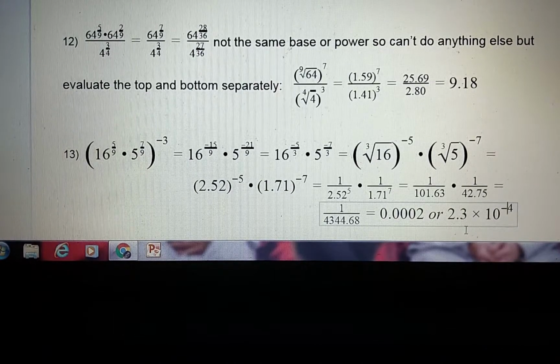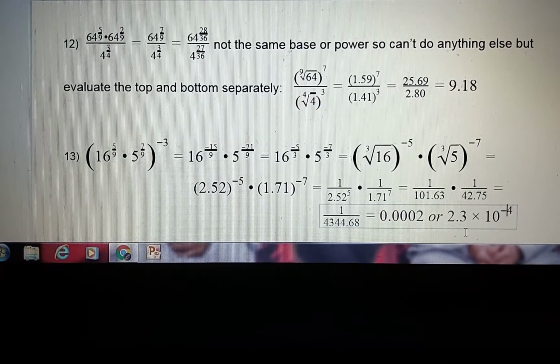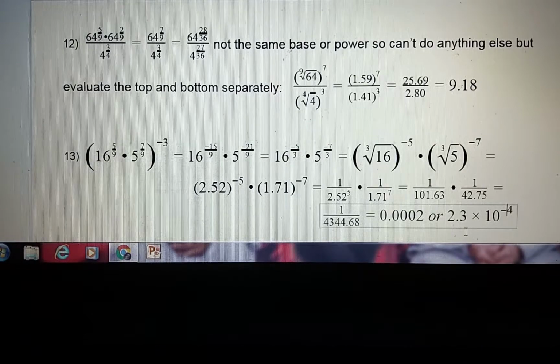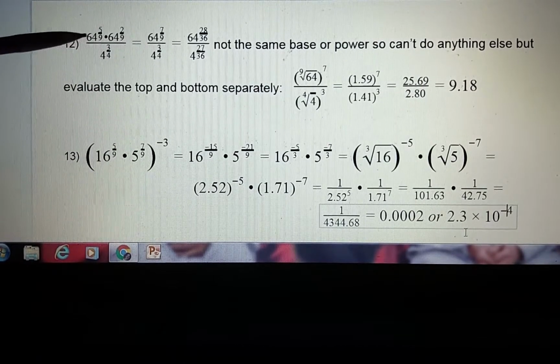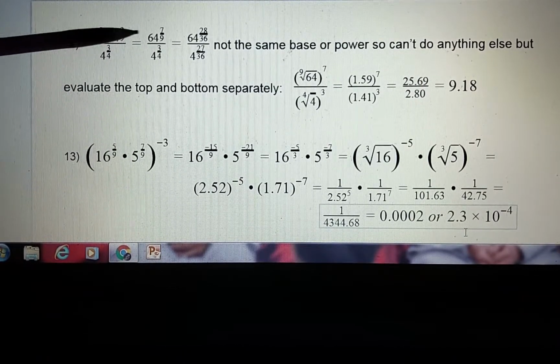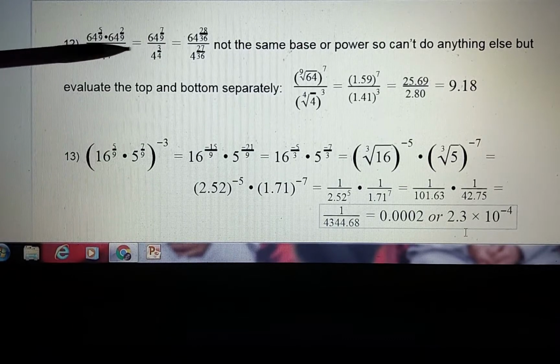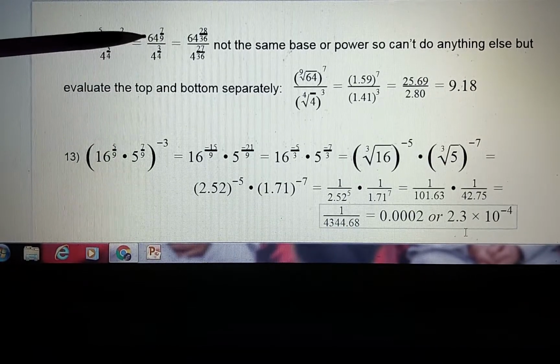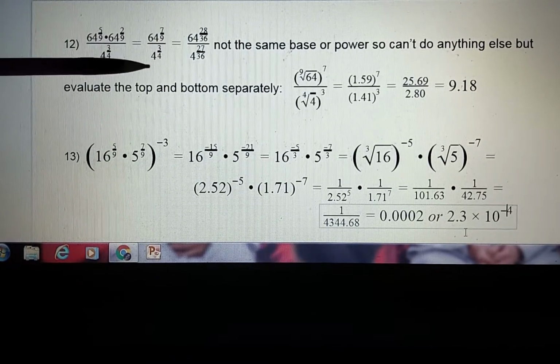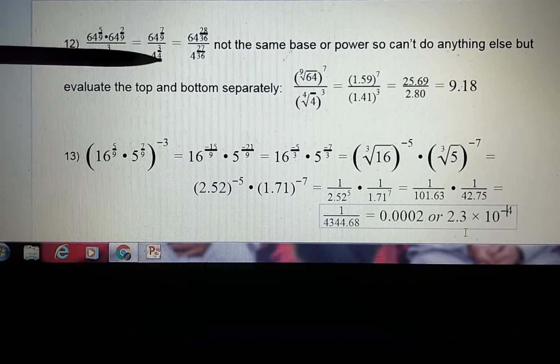Okay. Number 12 is another one that looks scary, but it's set up similar. So we start on top. We see same base being multiplied. Keep the base. Add the exponents. Bring the bottom over. Now, my bases are not the same. My exponents are not the same.